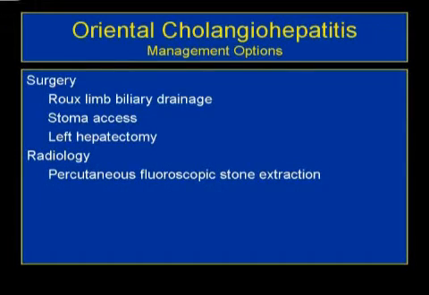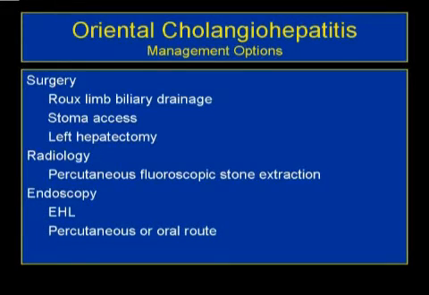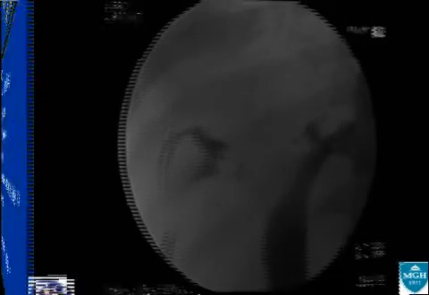Radiology colleagues can percutaneously access the affected biliary tree either through the liver or a surgically created pouch to remove stones and dilate strictures. Finally, through the use of fine caliber cholangioscopes, endoscopists can successfully assist in removing stone burden and dilating strictures in these patients, entering the biliary tree through either a percutaneous or peroral route.